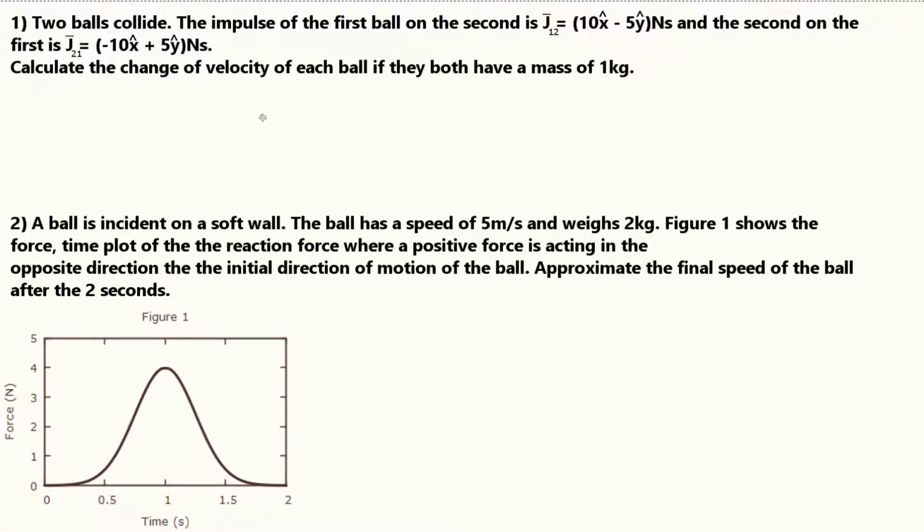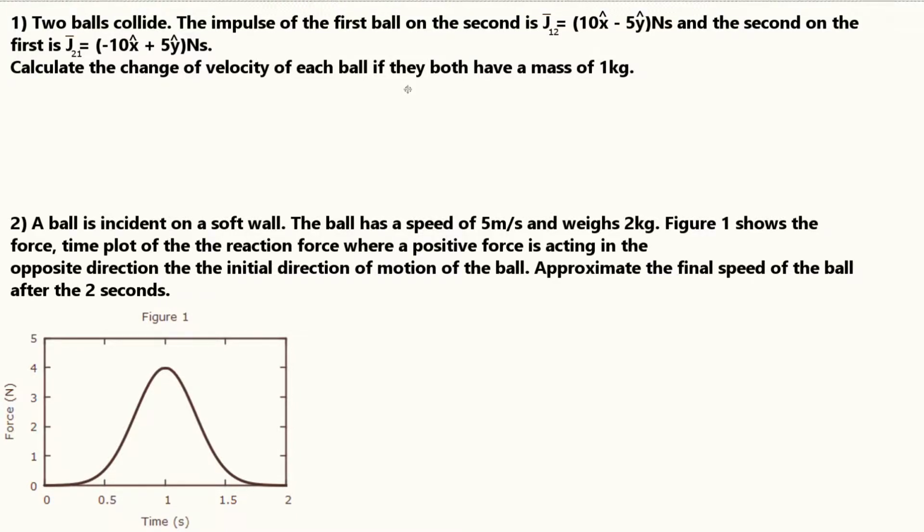Question 1. Two balls collide. The impulse of the first ball on the second is J12 as a vector, and the second on the first is J21 as a vector, where these vectors respectively are 10x hat minus 5y hat Newton seconds and minus 10x hat plus 5y hat Newton seconds. And we need to find the change of velocity of each ball if they both have a mass of 1 kilogram.